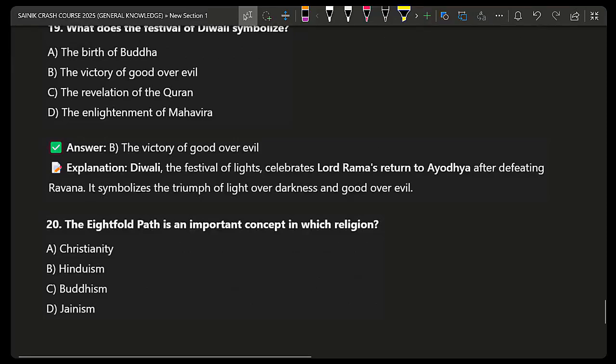Time up. Two students said Hinduism, wrong answer. Six students said Jainism, wrong answer. And 8 students gave the correct answer, that is Buddhism.